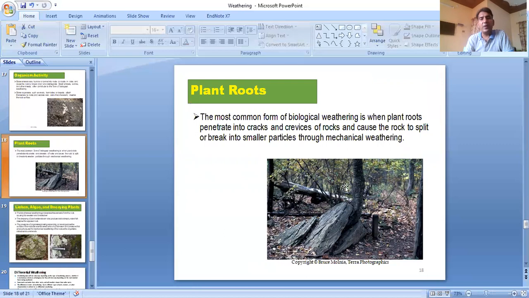Now, plant roots. The most common form of biological weathering is when plant roots penetrate into the cracks and crevices of rocks and cause the rocks to split or break into smaller particles through mechanical weathering. As every plant grows in height, its roots go down and down into the depth. Because the roots have to go inside, they create the way, and they create cracks and fissures inside the earth.